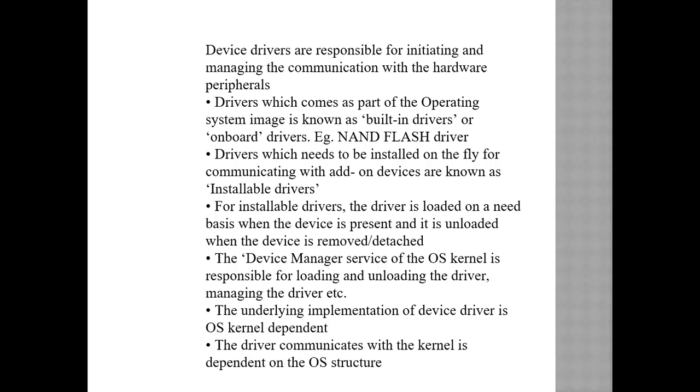The drivers which need to be installed on the fly for communicating with add-on services are known as installable drivers. Installation can be done at any time, because we simply replace the particular software of the device driver. For installable drivers, the driver is loaded on a need basis when the device is present, and it is unloaded when the device is removed.